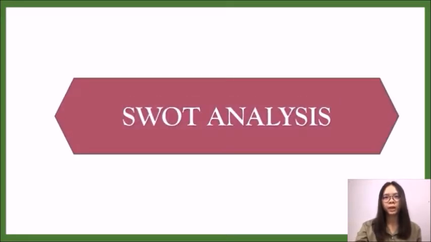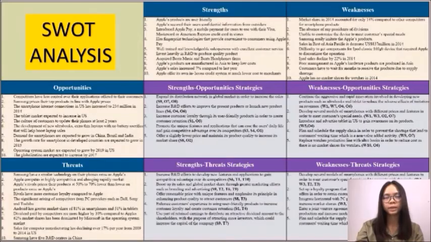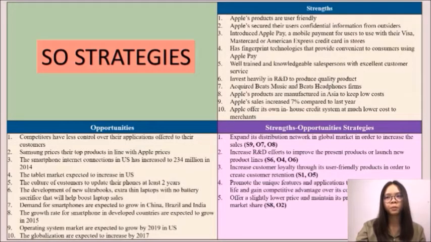So stage 2 is the matching stage, where we utilize the firm's internal strengths and weaknesses and external opportunities and threats to form some strategies. The first technique we would like to introduce is SWOT analysis, in which there are 4 strategies: strength-opportunity strategies, weakness-opportunity strategies, strength-threat strategies, as well as weakness-threat strategies. For the SO strategy, the firm will use its internal strengths to take advantage of external opportunities.